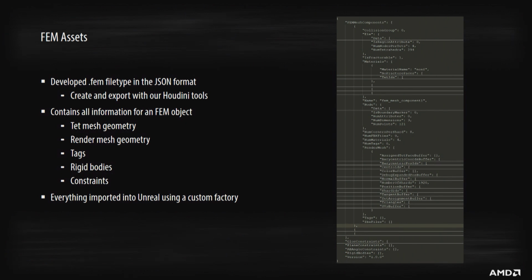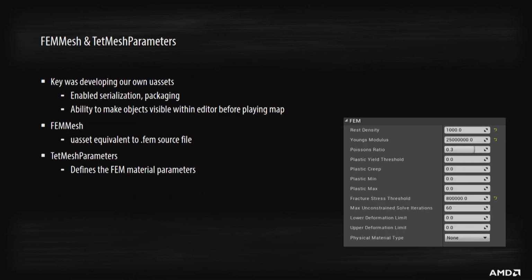So we have some examples like glue constraints. You can pin two things together, and those constraints are used in the car, for example, attaching wheels and the hood. So everything has to be imported into Unreal using a factory. Let's talk about that a little bit.